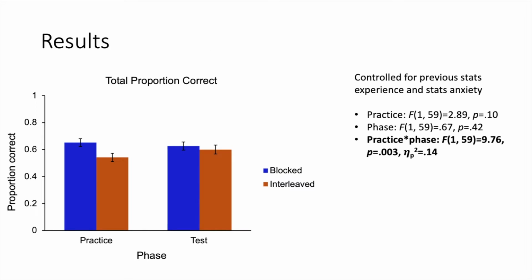So the first thing we looked at was the total proportion correct, and the only significant effect we observed was an interaction between practice condition and phase, such that students in the interleaved condition performed worse than students in the blocked condition at practice, but performed the same as one another at test. And this lack of a difference between the practice conditions at test was contrary to our first hypothesis, so we did not find support for our first hypothesis here.